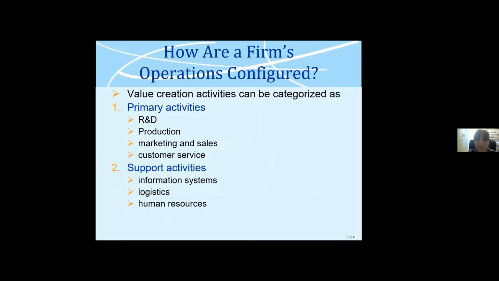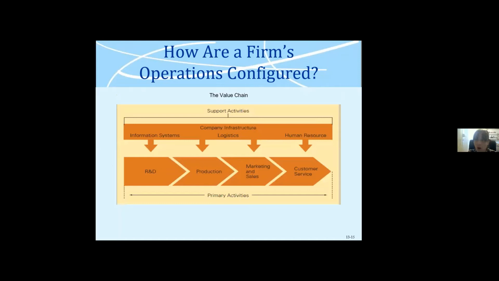So focusing on this figure, the primary activities, as we can see, have to do with the design, the creation, the delivery of the product, its marketing, and its support and after-sale service. So the primary activities are divided into four functions: research and development, production, marketing and sales, and customer service. What is research and development?